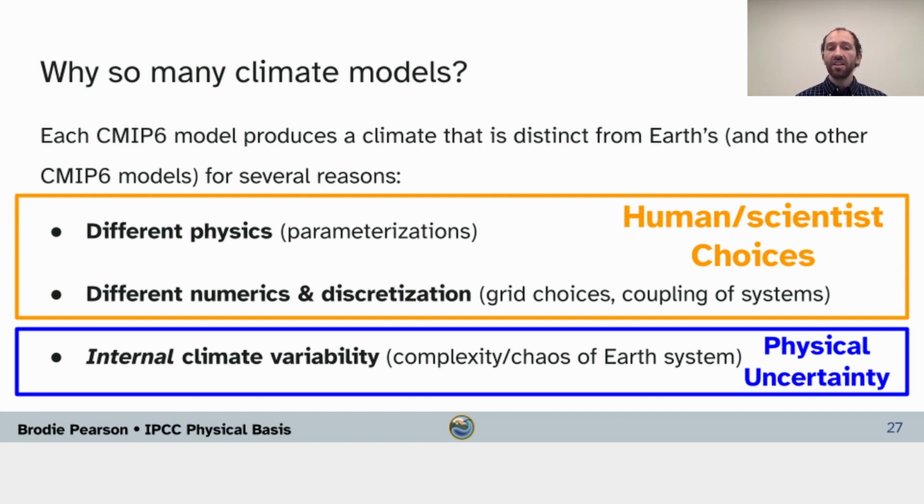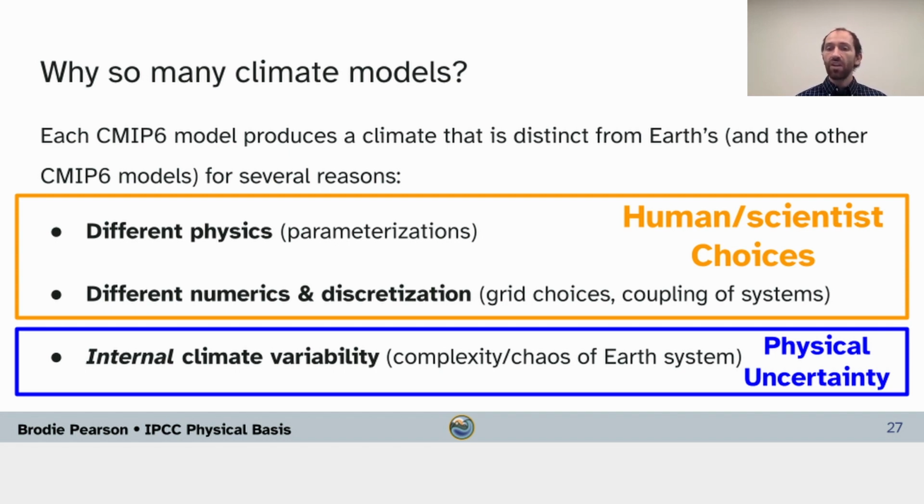Especially what this represents is the complexity and the chaos of the Earth system. So the Earth system is governed by highly nonlinear and complex equations. And those equations mean that if you make a small perturbation in one place at a specific time, it can lead to a much bigger perturbation in other places at a later time. And that internal climate variability is analogous to the butterfly effect that you've probably heard of.